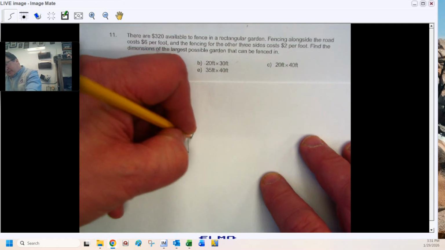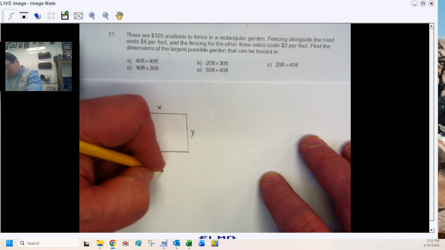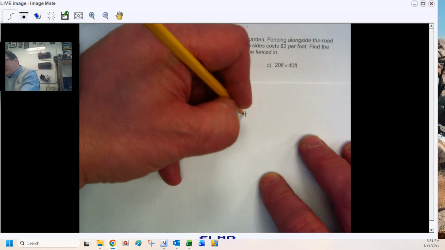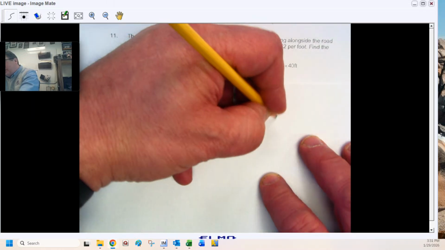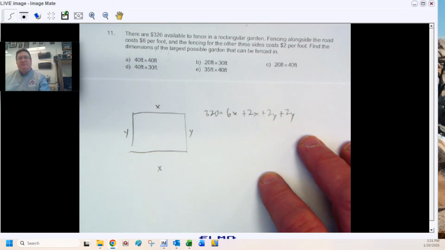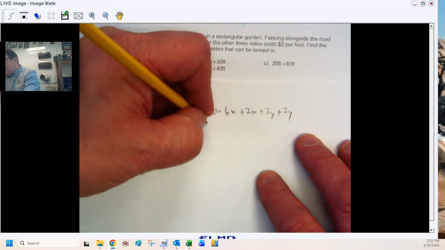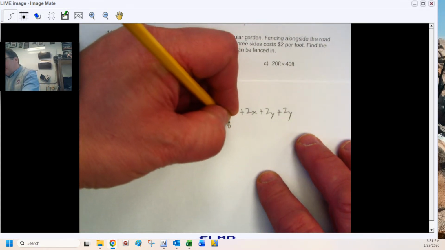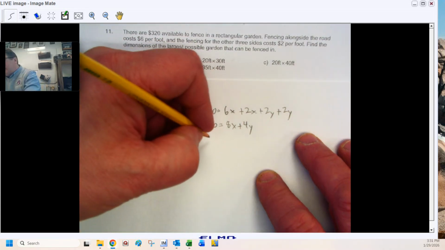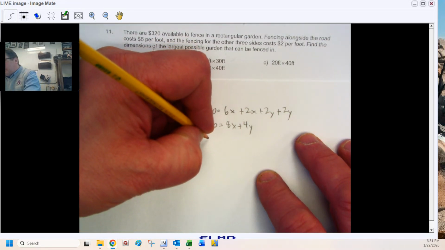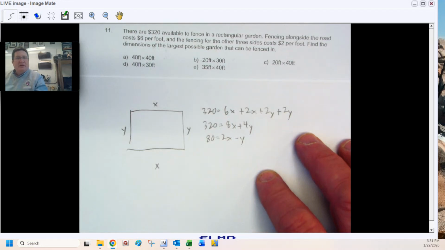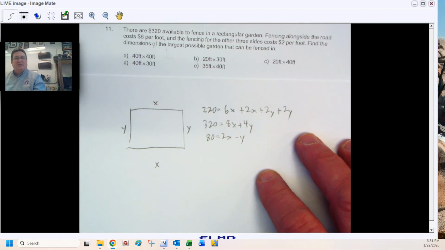So the dimensions are clearly, could be x and y here. $320, maybe you say that's 6x plus 2x plus 2y plus 2y. Okay, the other three sides were all $2 per foot. And so we might say that 320 equals 8x plus 4y. If we divide everything by 4, that would be 80 equals 2x plus y. And then we want the dimensions of the largest possible garden.